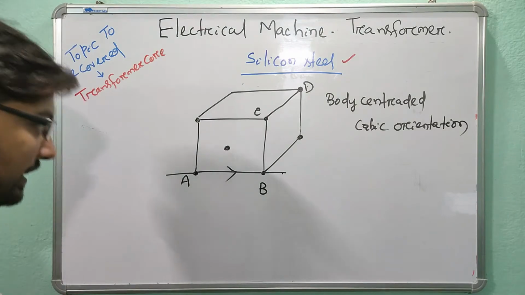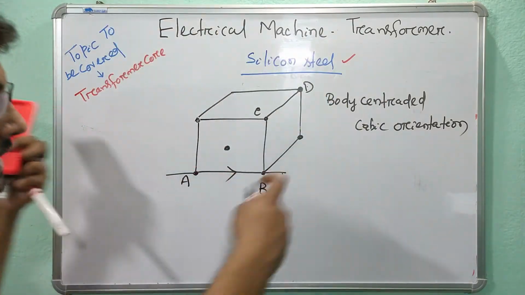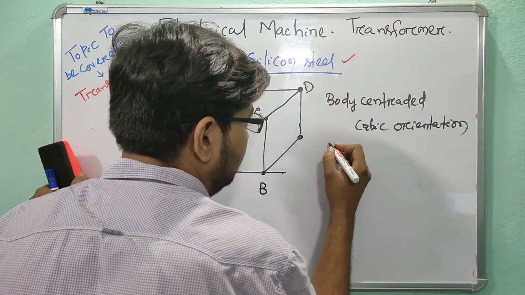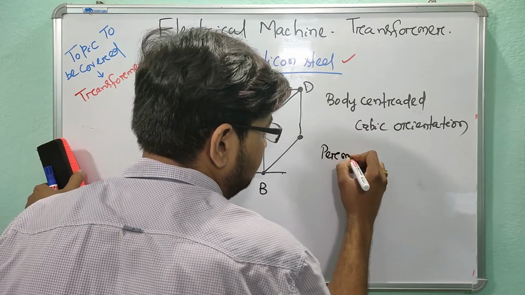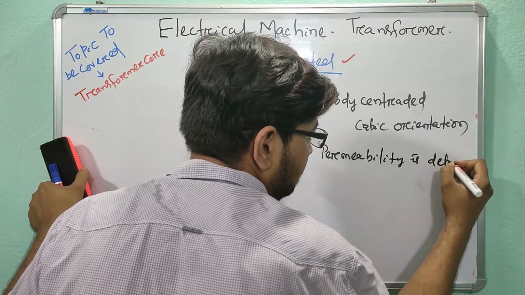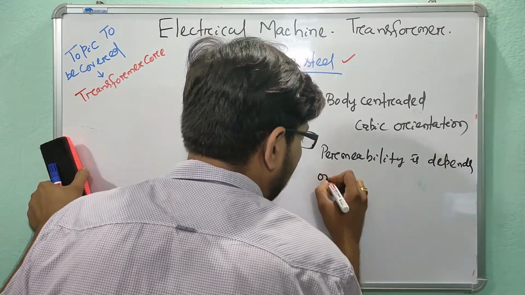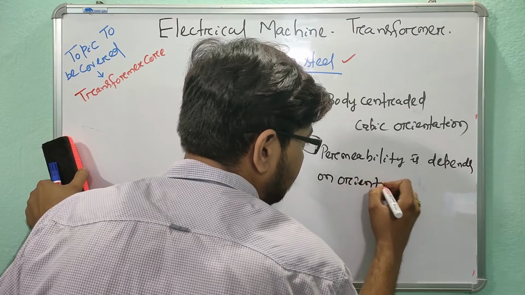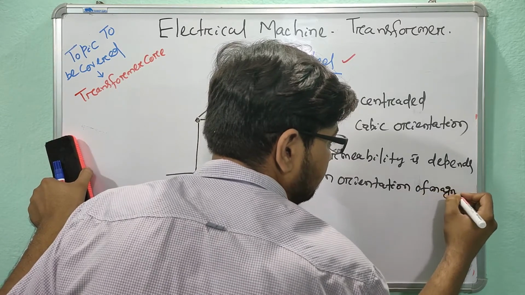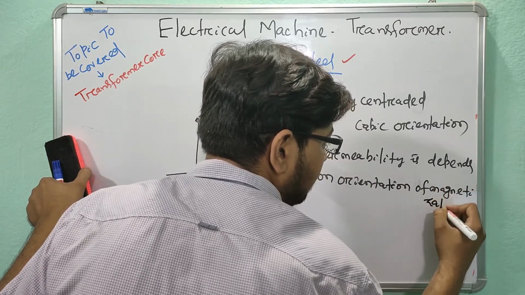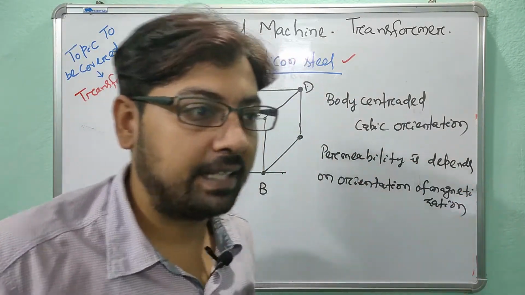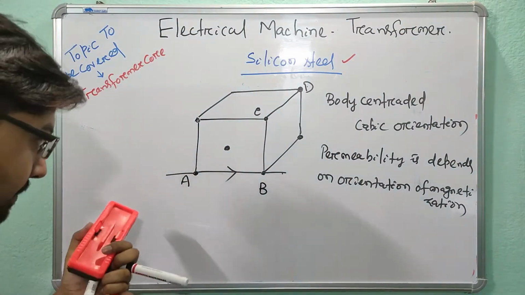Now the permeability of the cubic orientation depends on the orientation of magnetization. The permeability of the silicon steel depends on the orientation of the magnetization. So there are three types of orientation of the magnetization.